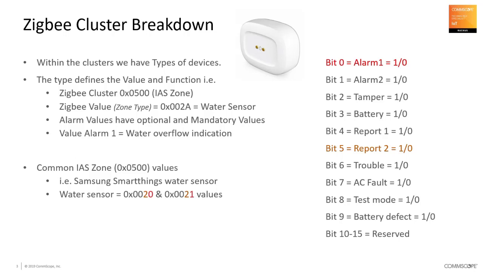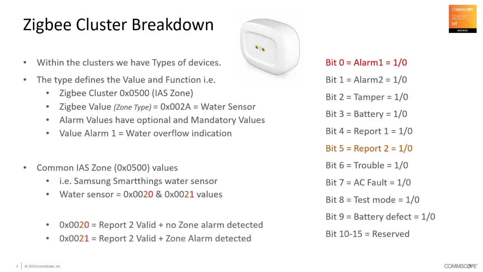Then within that, we have actual values and alarm values. So for example, with the specification, alarm value 1 indicates, for a 2A water sensor in a Zigbee cluster 500, that there is a water overflow indication. So by looking at alarm value 1 and its current state, we're able to detect whether or not the sensor is reporting a water or a flood. Again, if we look at this common sensor, a Samsung SmartThings Zigbee water sensor, we know that if that sensor reports a value of 20 or 21, it will be showing either no flood or flood accordingly. So it becomes very simple for us to look at that data and see how it maps in.